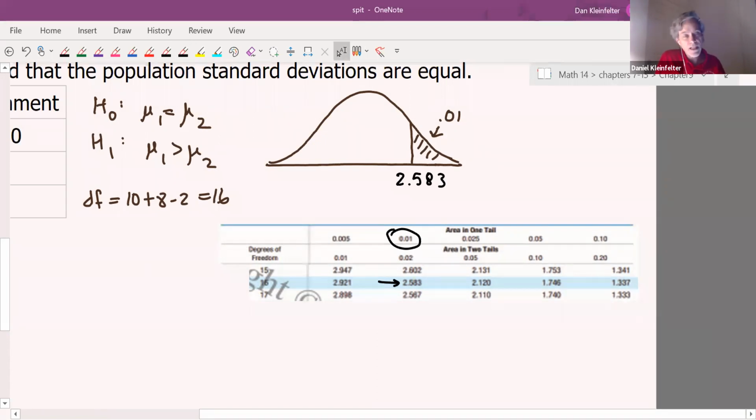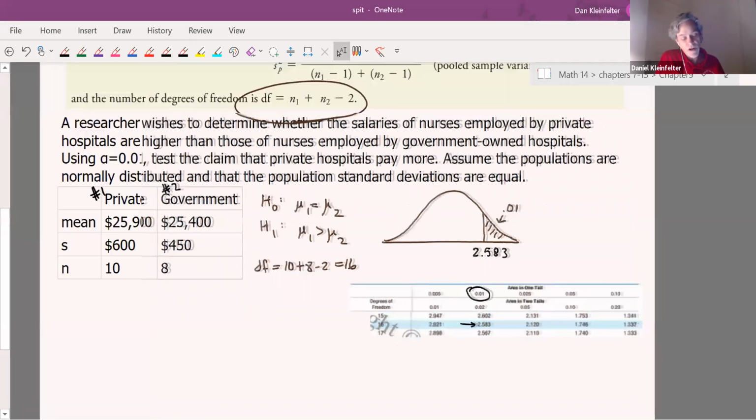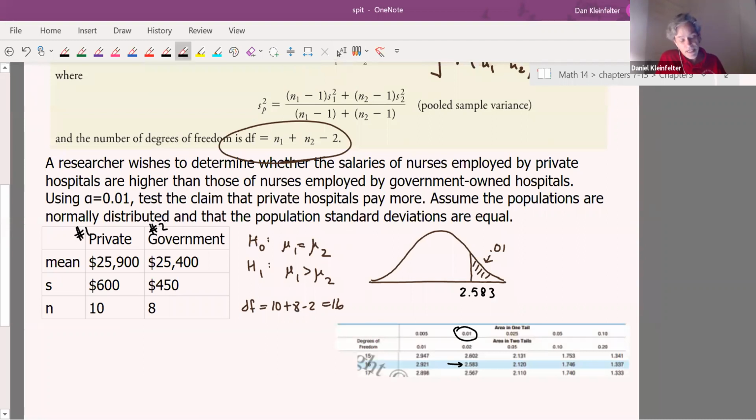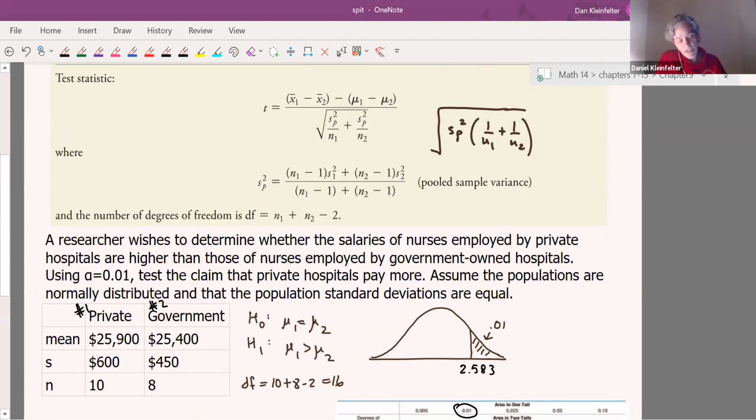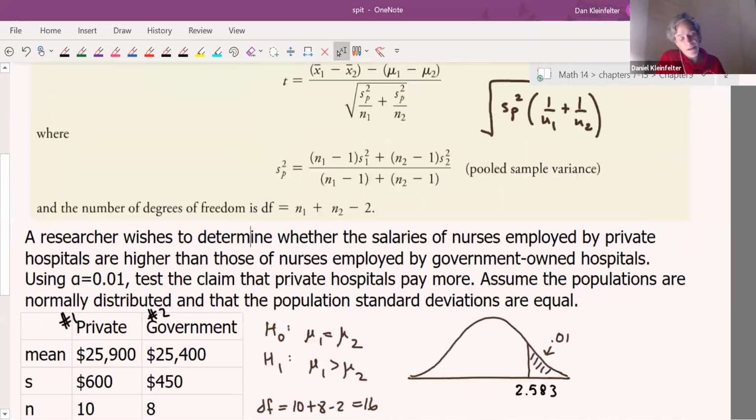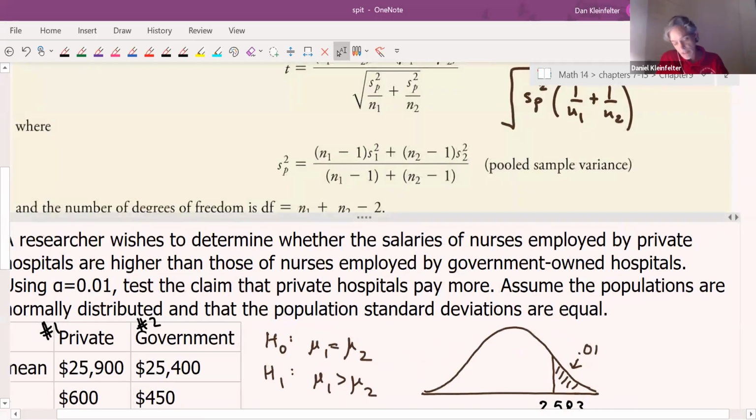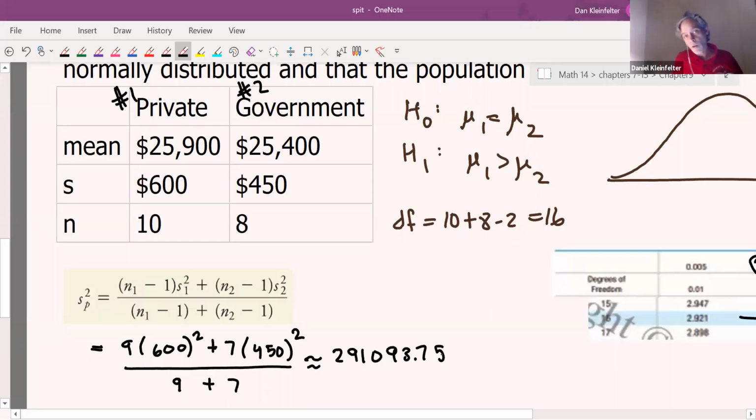Okay, so then what's next to do is to figure out our test statistic. As part of figuring out the test statistic, we're going to need this pooled sample variance. So let's get that next. All right, so I figured out the pooled sample variance. So here, notice that the sample sizes were 10 and 8, and the formulas involve one less than that, which is why you're seeing 9s and 7s in a couple of places.